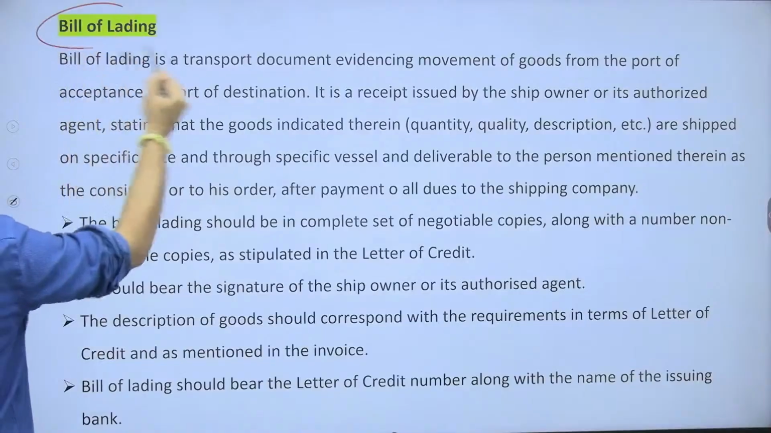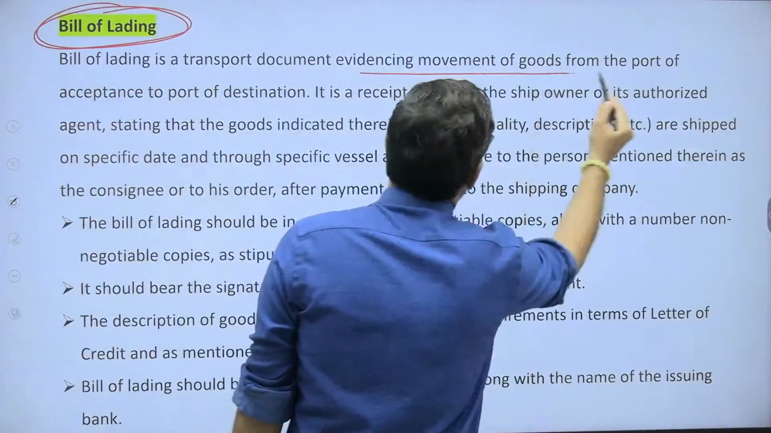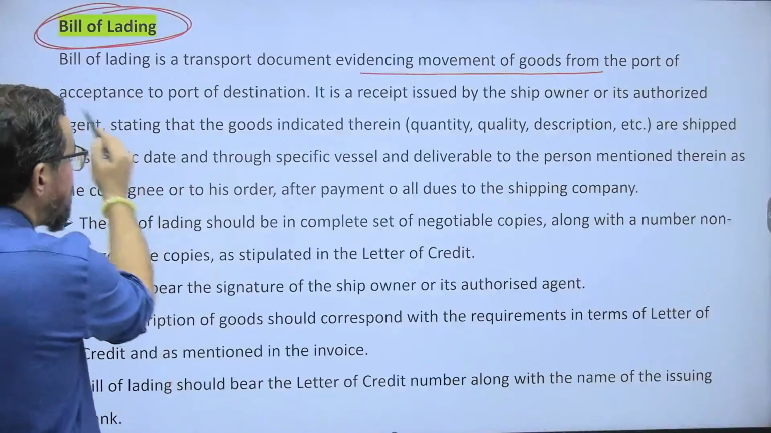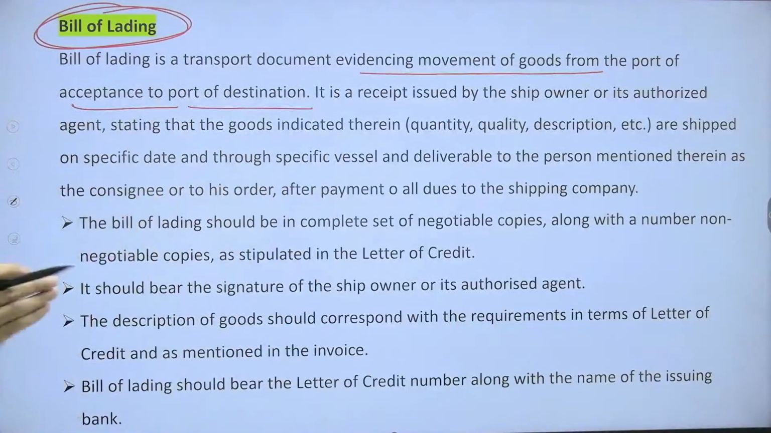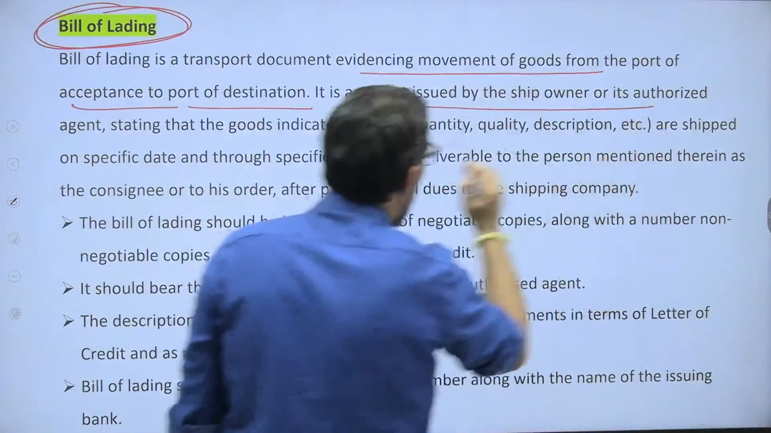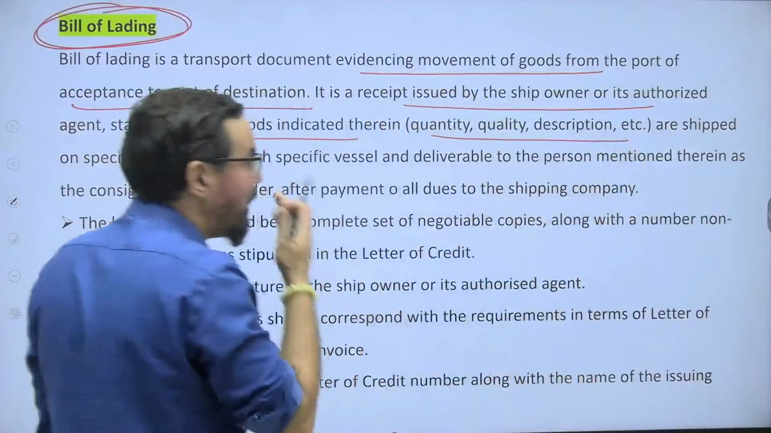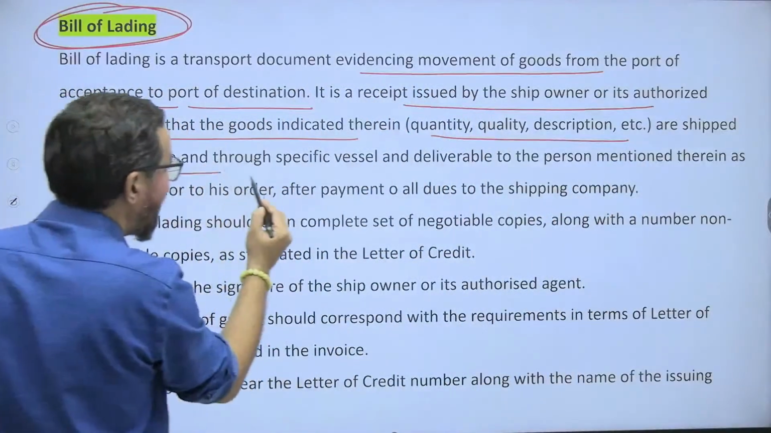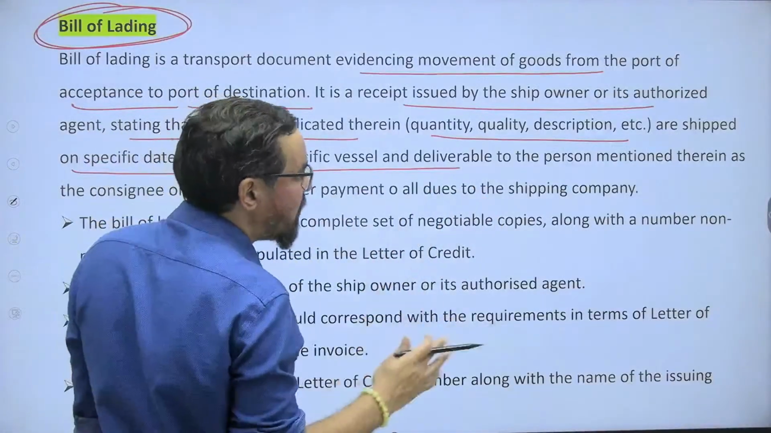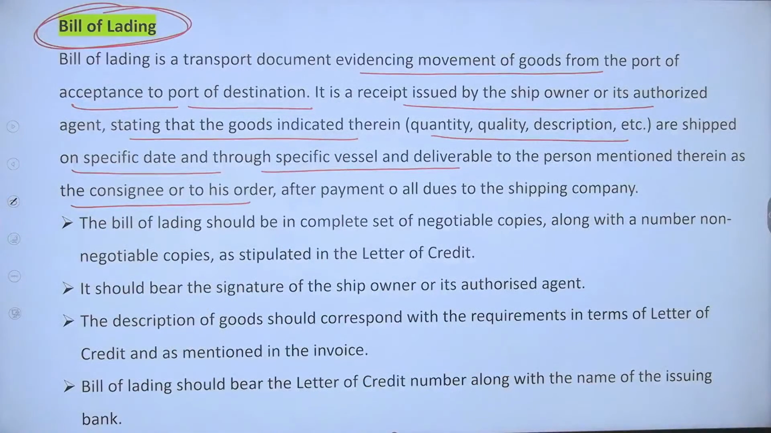The bill of lading is again very important. This gets asked so many times. A bill of lading is a transport document evidencing a movement of goods from the port of acceptance to the port of destination, let's say from US to India or any other country. It can be by flight or by shipment also. It is a receipt issued by the ship owner or the authorized agent stating that the goods indicated therein, like quantity, quality, descriptions, are shipped on a specific date and through specific vessels and deliverable to the person mentioned therein as the consignee or his order, after payment of all dues to the shipping company as well.